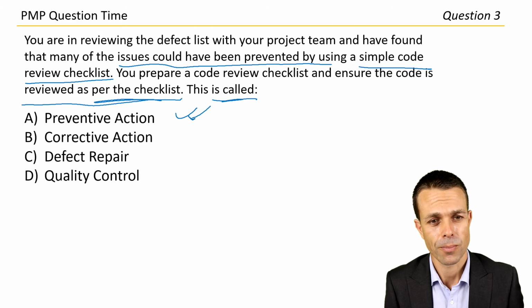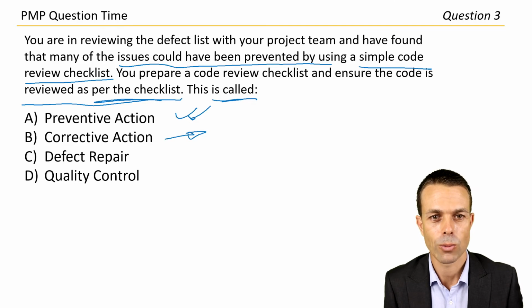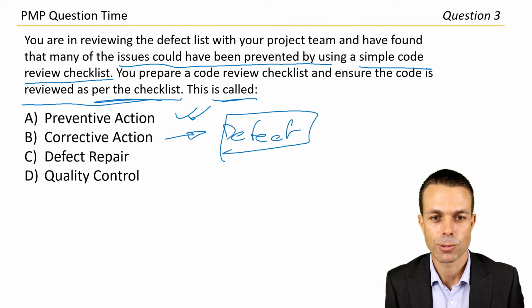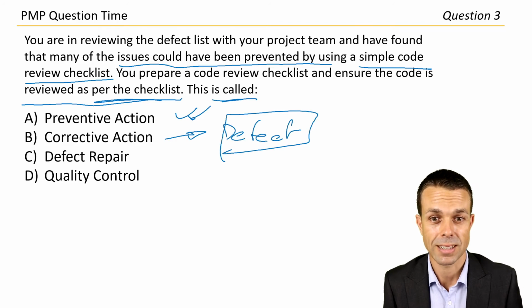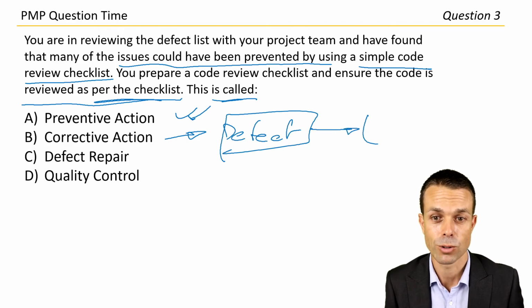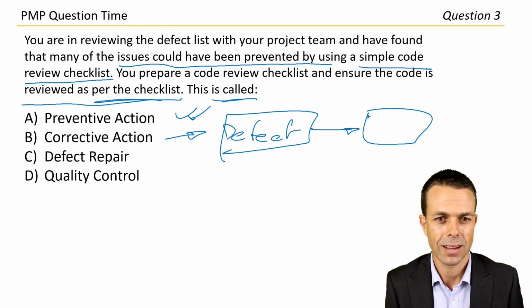Corrective action. Well, we're correcting. Are we? Yeah, it was a defect list, so it actually happened. So something has happened and that was our defect. So we're actually correcting that and making a correction to future things as well. So it could be either of these actually. This is going to be a tricky one.